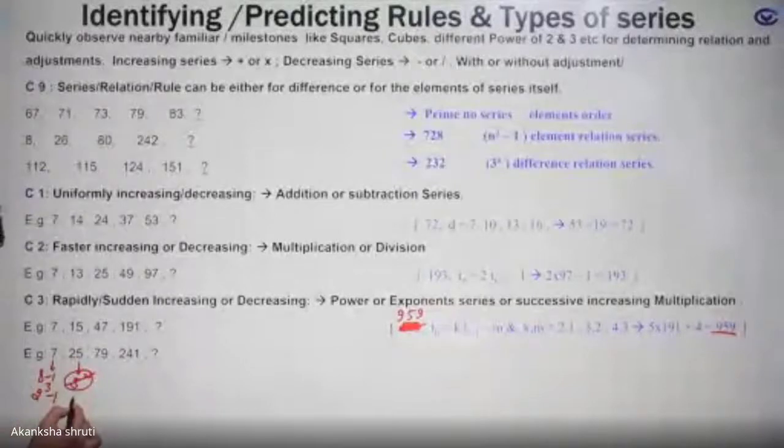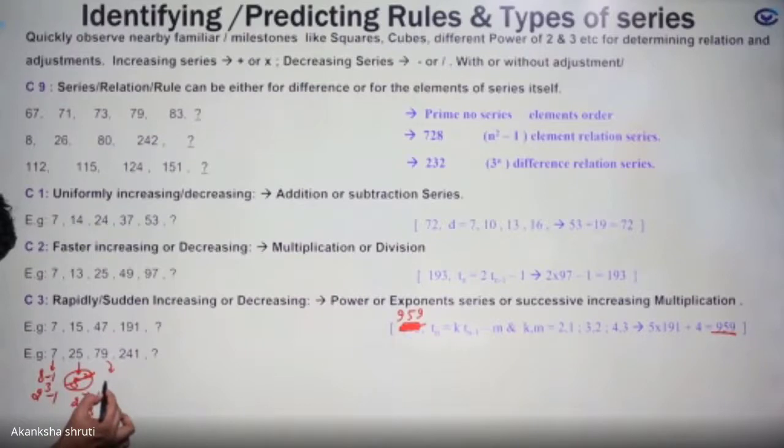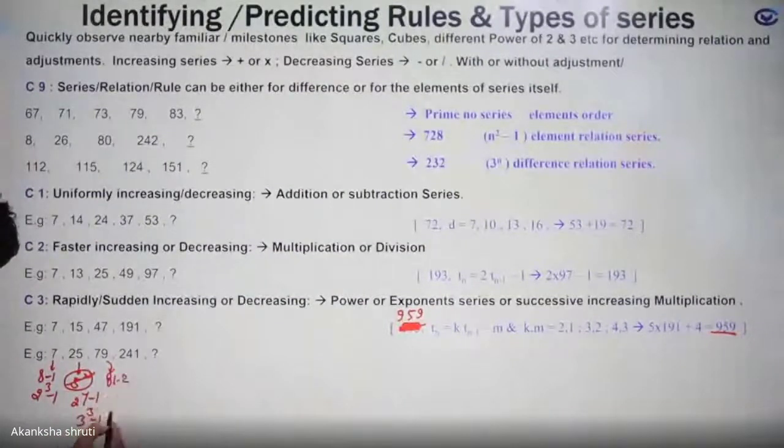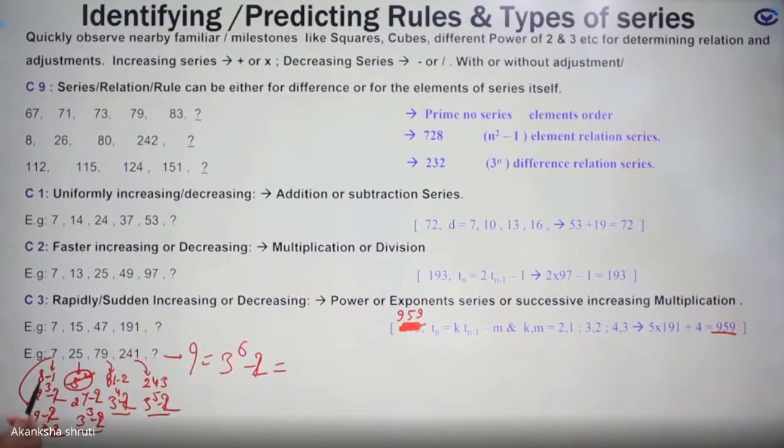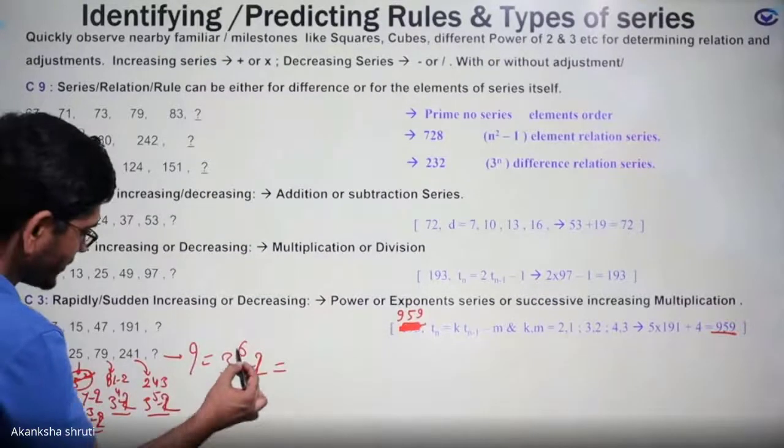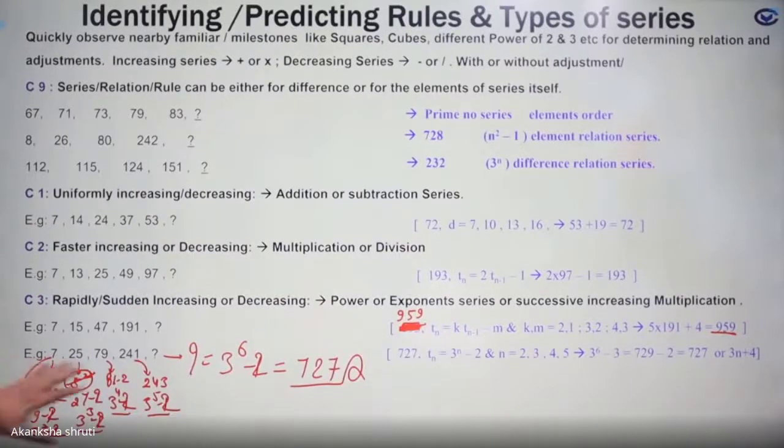Let us take the other familiar number near to 25. It is our 27. So we can understand 27 minus something, like 3 cube minus. Yeah, 79, it is also closer to 81 minus 2. So students, in this case, we are observing that it is the series of 3 square minus 2, 3 cube minus 2, 3 to the power 4 minus 2, 3 to the power 5 minus 2. Therefore, what will be 3 to the power 6 minus 2 is our 727. Here we are observing it is the power series.